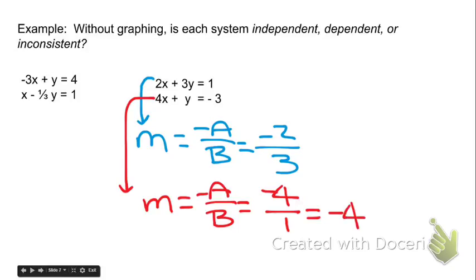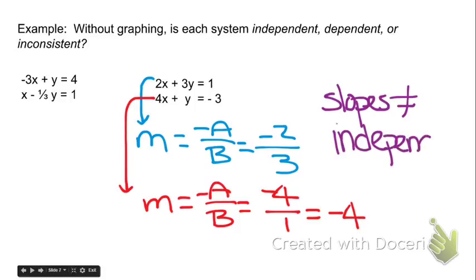That's negative 4. So we need to go no farther. Slopes are unequal. That means it's an independent system. Don't have to worry about intercepts. I have unequal slopes. That means these two lines will intersect at some place, and it's an independent system.